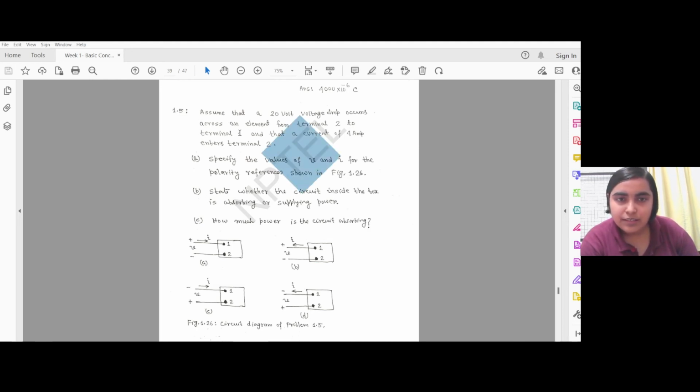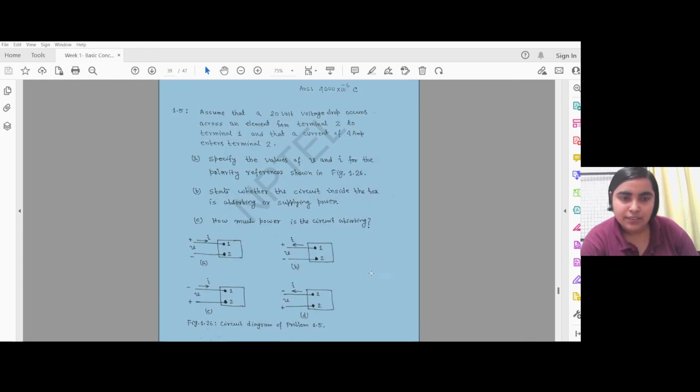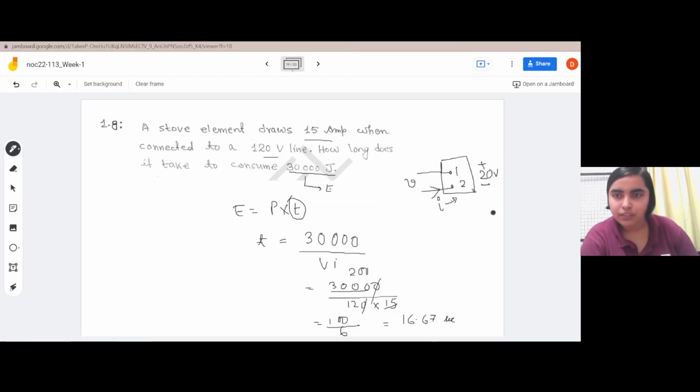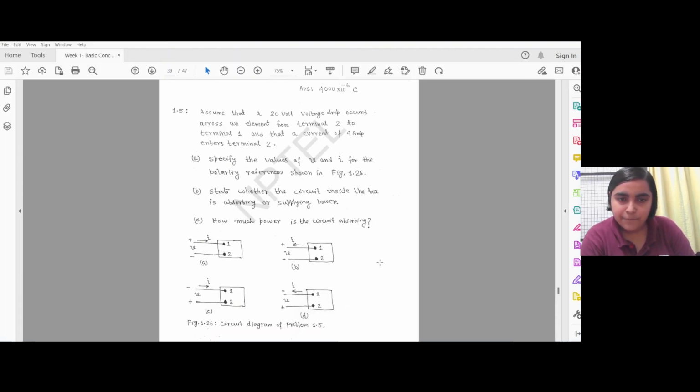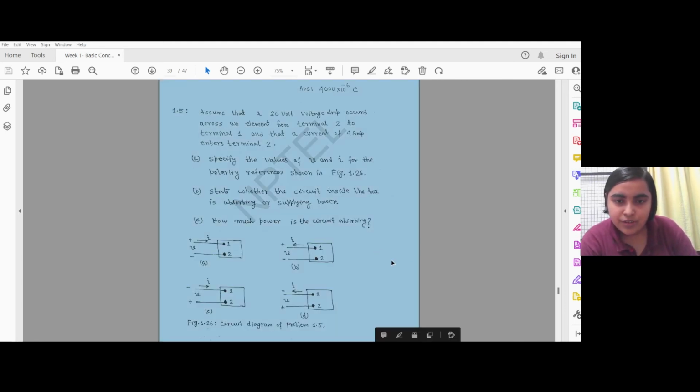Oh, I see. Yes, you're right. Minus 20 for the first. Yes, definitely. Since the drop is given from 2 to 1, 2 is on the higher side, 1 is on the lower side. So you're right. For A, it is minus 20 and minus 4. For B, what will it be? Minus 20 and plus 4 amperes. Right. So anyone else wants to try for C?